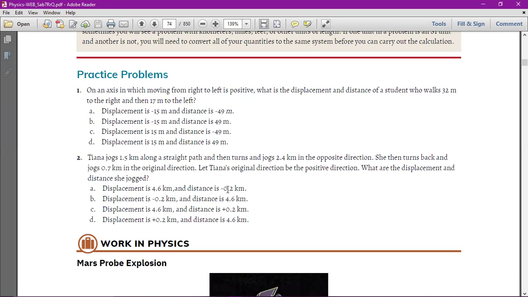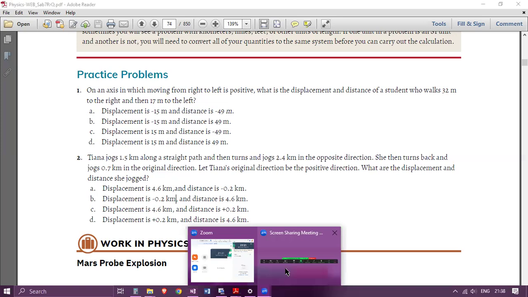You understand? Could you please unmute yourself? I want to know if you got all this correctly. Good. Okay, B is our answer, not A. Exactly. B is our answer because displacement is minus 0.2. Could you please unmute? I want to know if you understand all this.